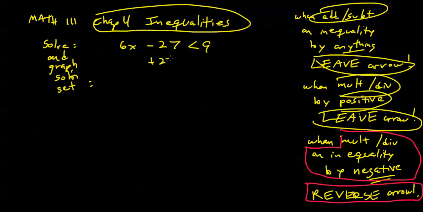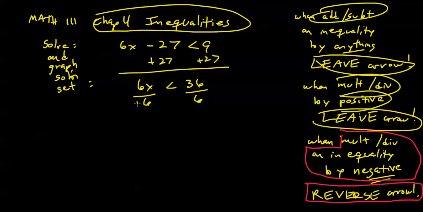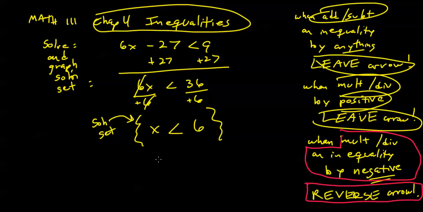Well, here I will add 27 to both sides and I leave the inequality arrow alone. I'll get 6x less than 36. Now I'll divide both sides by positive 6. And please note, I will accentuate that by putting a plus 6 in that denominator. The 6's cancel out on the left. I get x is less than 6. So once I've isolated a variable on one side of the inequality statement, and I've got a number on the other side, I call this my solution set.